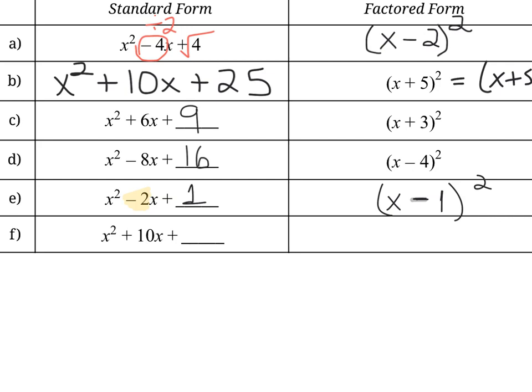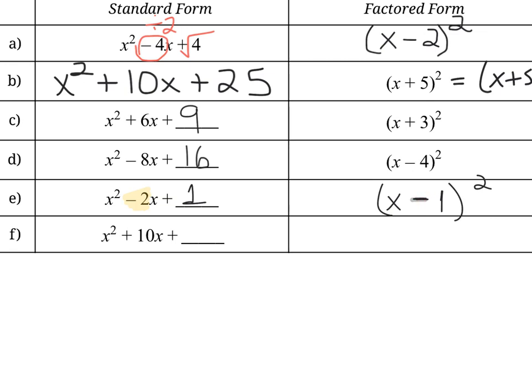Okay. Another pattern that you can start to notice if you take a closer look: whatever the sign is for your b value, that is going to be the same sign that appears inside your factored form bracket. So here, my b value is a positive 10, so my factored form is a positive. Positive, positive. Negative, so there's a negative inside my bracket. There's a negative here, so there's a negative inside my bracket.